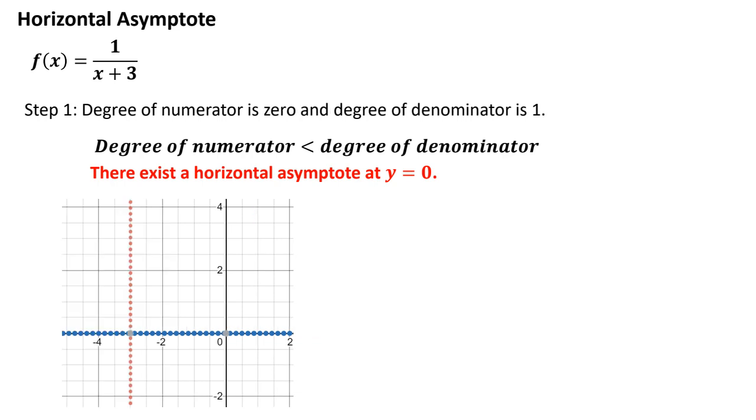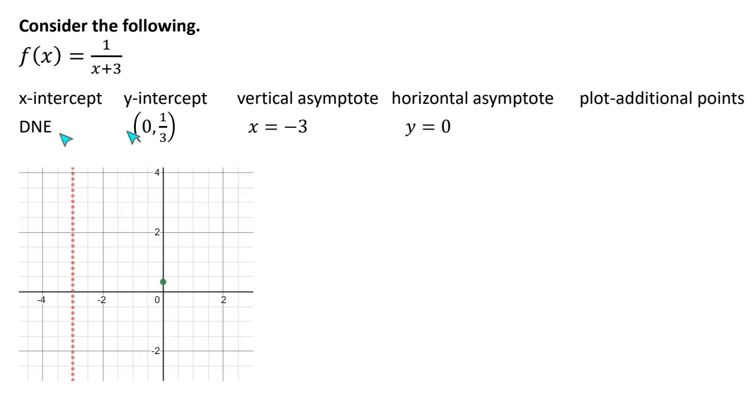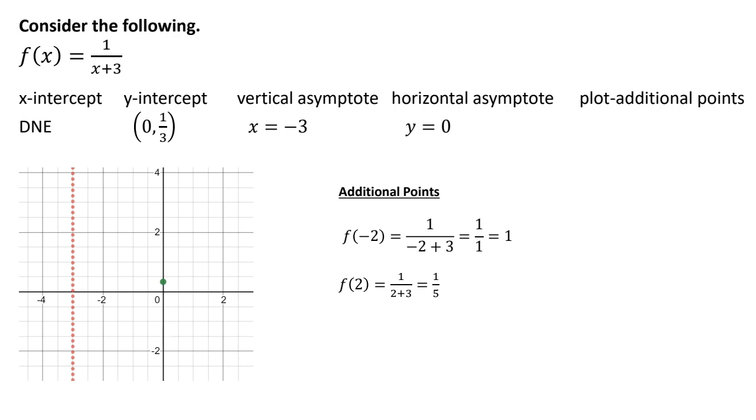And so now we can take all the information we have and graph the function. These are all the things that we discovered as we were solving this problem. So here's my vertical asymptote. And then I'm going to plot my y-intercept, which is at 0, 1/3. And I need to know more information.